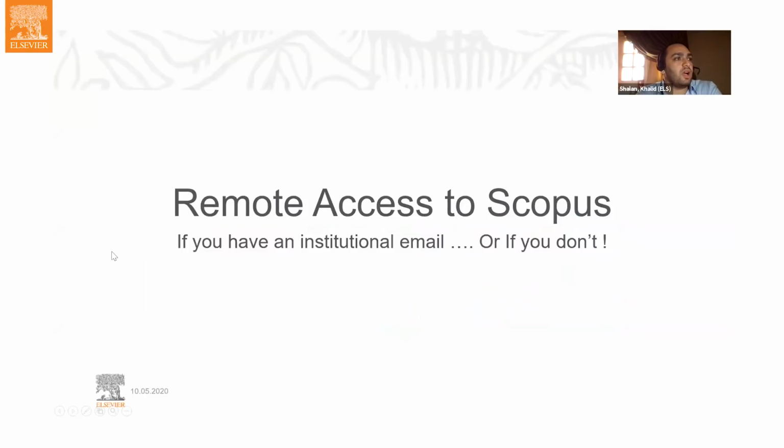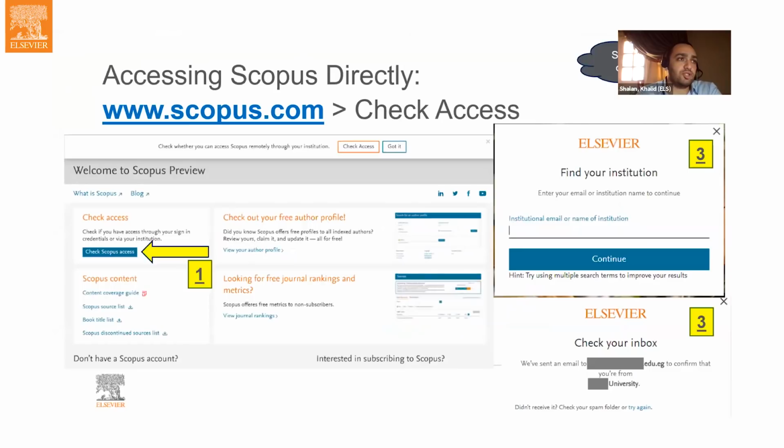So how do you get access to Scopus? It works a bit easier even than ScienceDirect. What you would need to do is just open scopus.com, click on check Scopus access, and insert your institutional email if you have one, or you could just sign in with your institutional email and it would work. Once you've activated the remote access on Scopus, it would be activated also on SciVal as well, because some Ethiopian universities have access to SciVal as well.